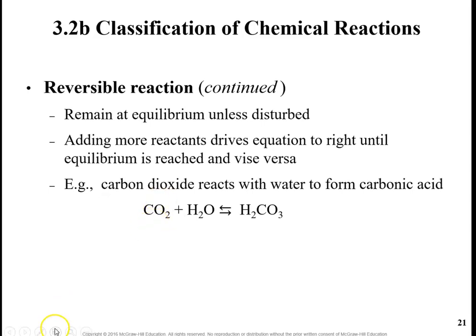And the example given here is carbon dioxide reacting with water to form carbonic acid. So there's a forward reaction, but there's also the reverse reaction where carbonic acid breaks down to form carbon dioxide and water. And if it's at equilibrium, both the forward and the backward reactions are happening at an equal rate.